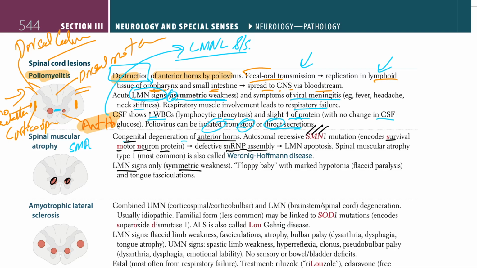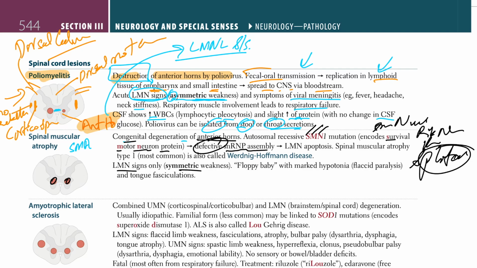Now, SNRNP assembly is also important. They might not say SNRNP assembly; they might tell you the full name. So what is an SNRNP? It's a small nuclear ribonucleoprotein, SNRNP. And that is important because SNRNPs are dealing with splicing. So it's a defective splicing. That leads to lower motor neuron apoptosis.